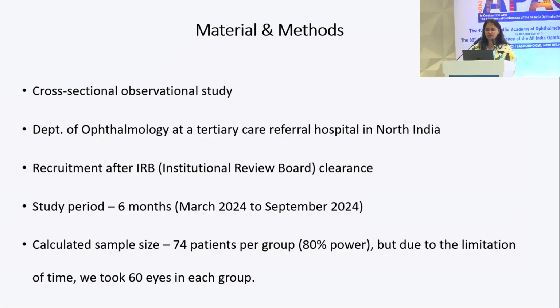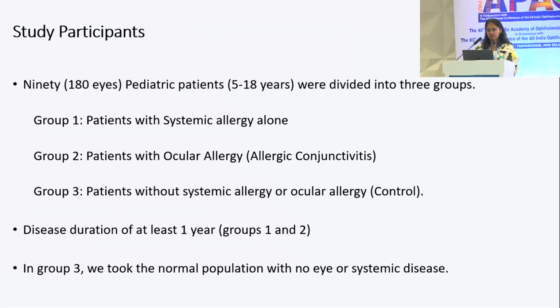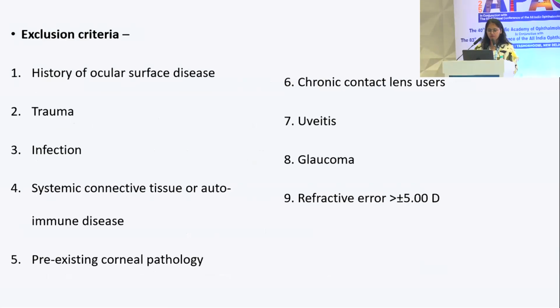Calculated sample size was 74 patients per group, providing 80% power, but due to limitation of time, we took 60 eyes in each group. There were 3 groups. Group 1, patients with systemic allergy alone. Group 2, patients with ocular allergy. And Group 3, patients without any systemic allergy or ocular allergy. Disease duration was at least 1 year in groups 1 and 2, and in group 3 we took the normal population.